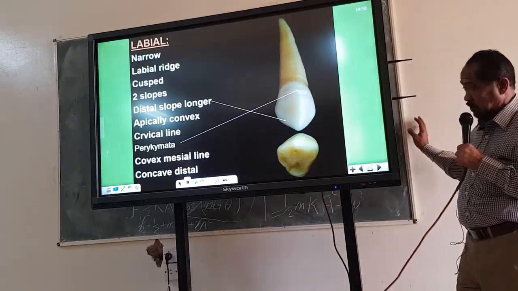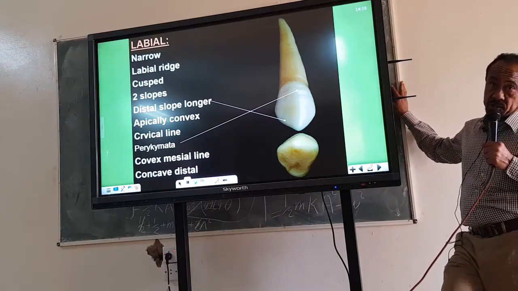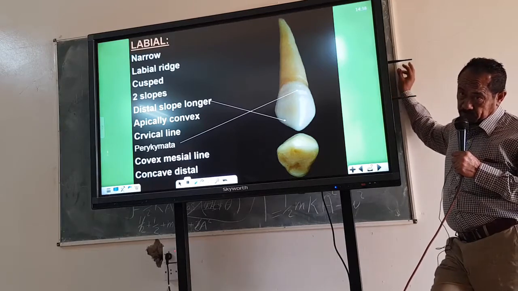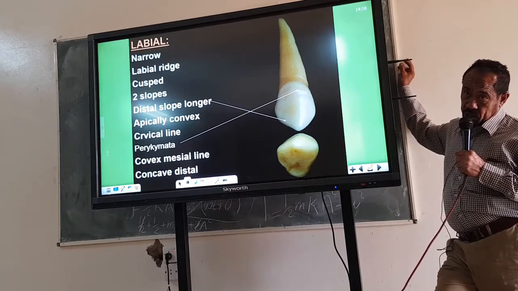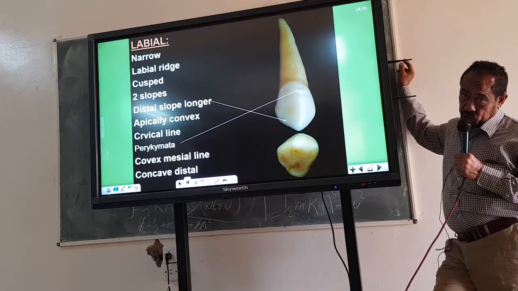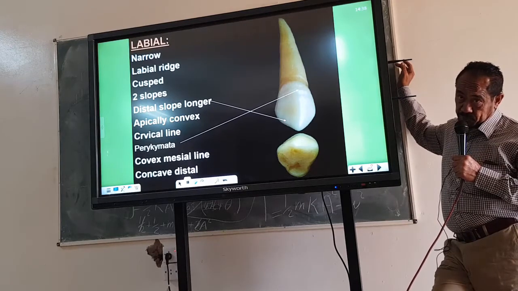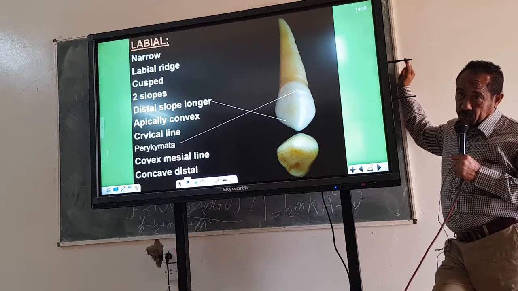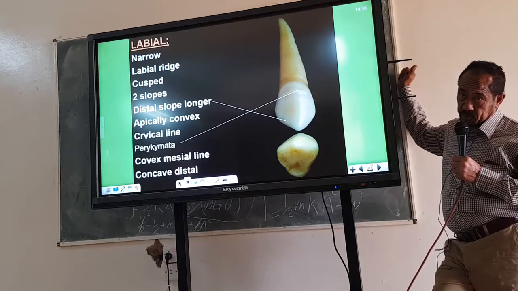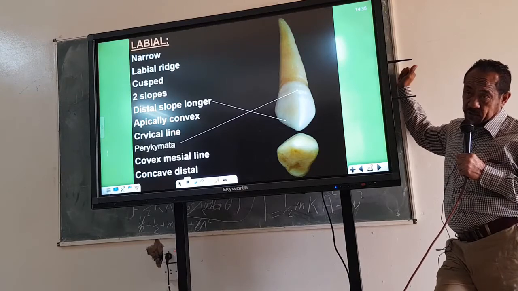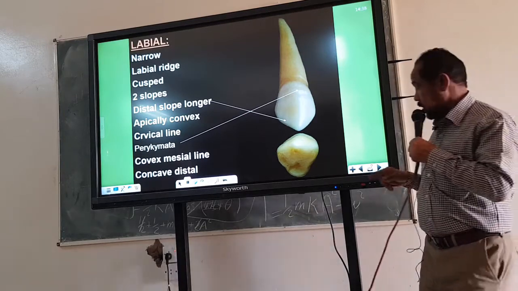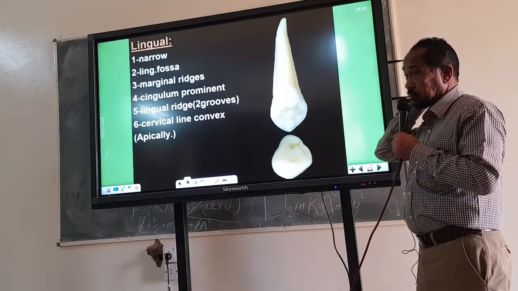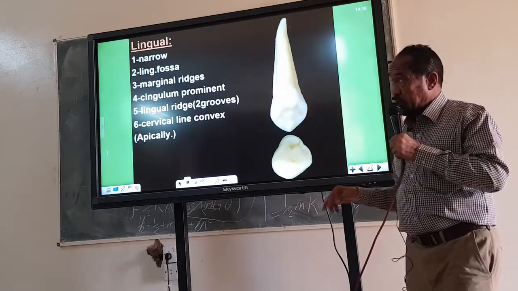What about the lingual surface? What are we going to say about the lingual surface? Narrower than the labial, yes. Contains marginal ridge, prominent marginal ridge, deep lingual fossa, prominent cingulum. These are the points we have to consider. But there are special descriptions for the maxillary canine. As you said, the lingual is narrower than the labial.